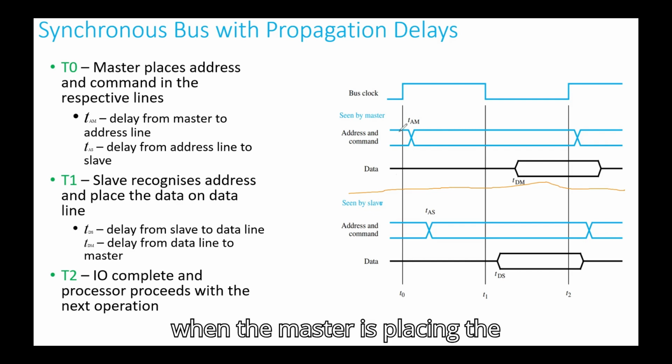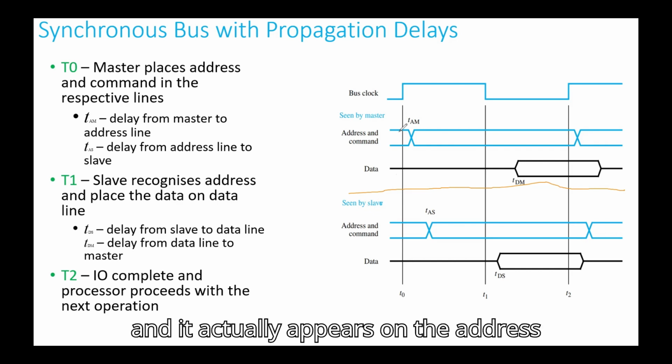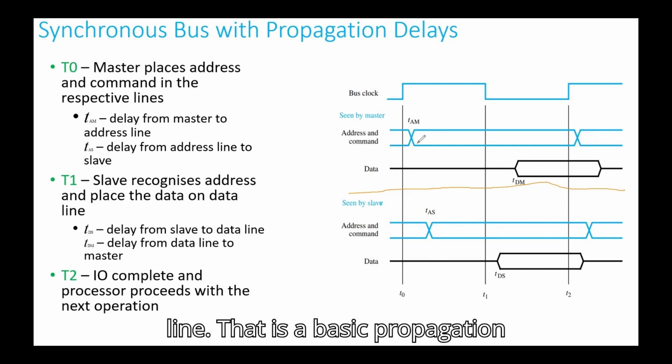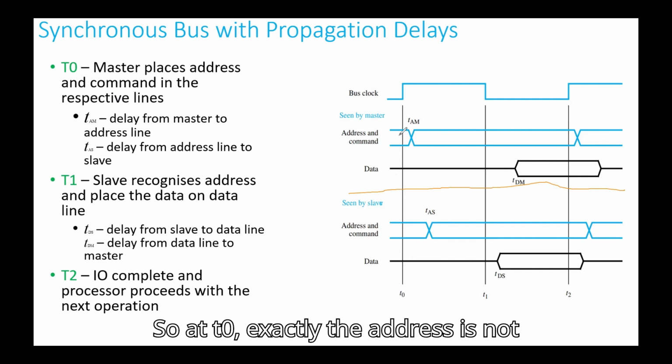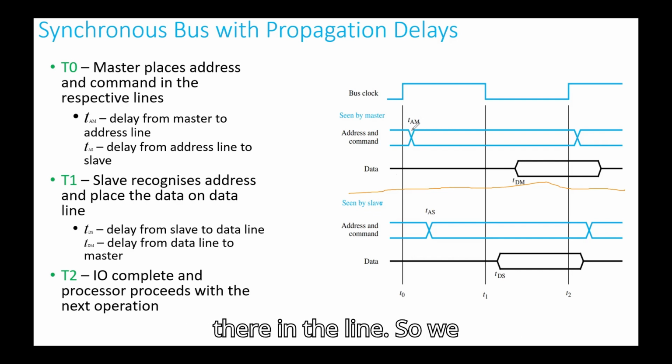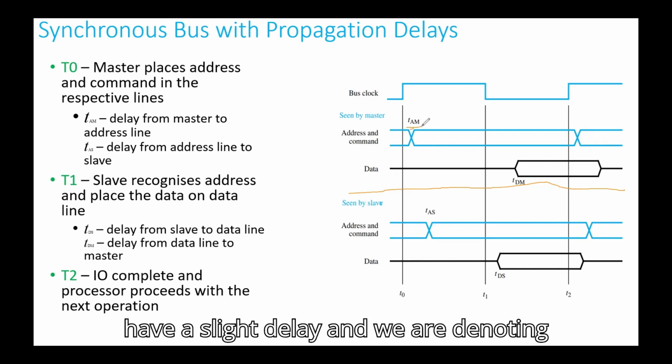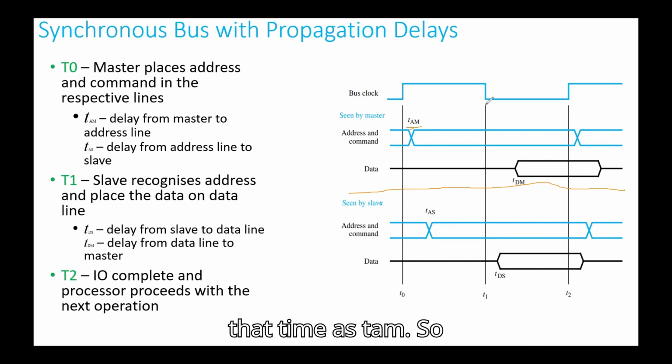when the master is placing the address to the address line and it actually appears on the address line. So that is the basic propagation delay due to the circuits. So at T0, exactly the address is not there in the line. So we have a slight delay and we are denoting that time as TAM. So TAM denotes the delay from master to the address line.